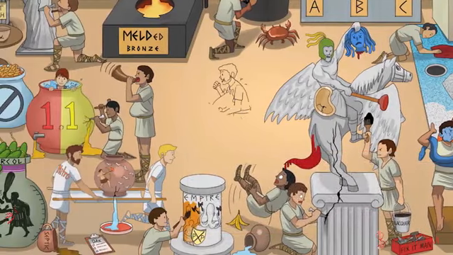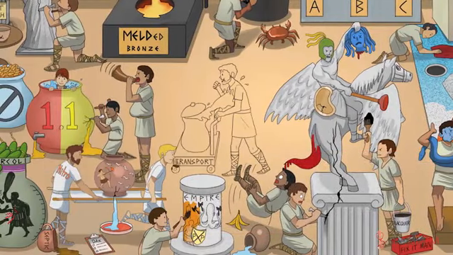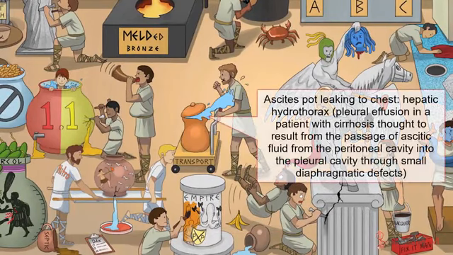And finally, the last complication of cirrhosis to discuss, hepatic hydrothorax. Ascites is sometimes associated with a transudative pleural effusion, thought to occur due to small defects in the diaphragm. These defects permit peritoneal fluid to pass into the pleural space. The passage of fluid is promoted by the negative intrathoracic pressure generated during inspiration. The effusion typically manifests in the right hemithorax, but it can be left-sided or bilateral.